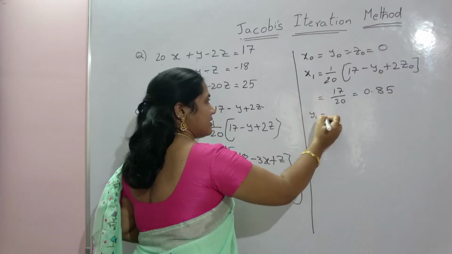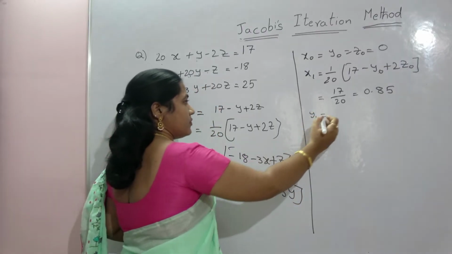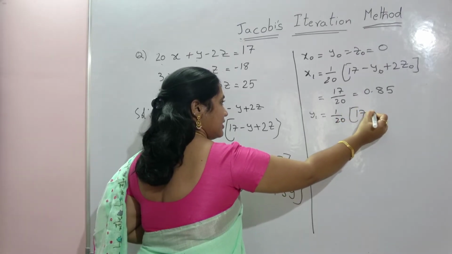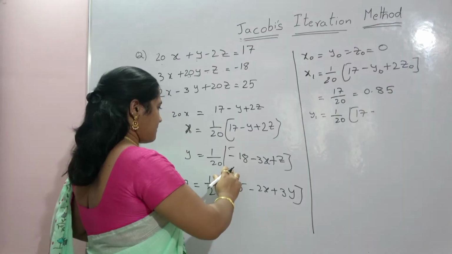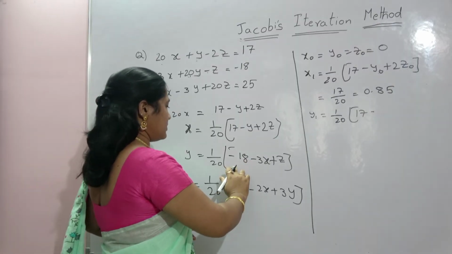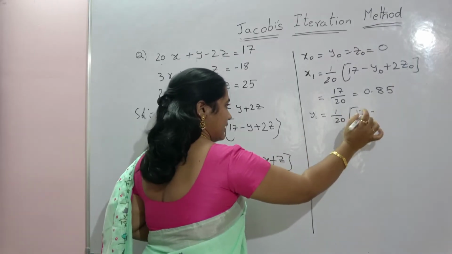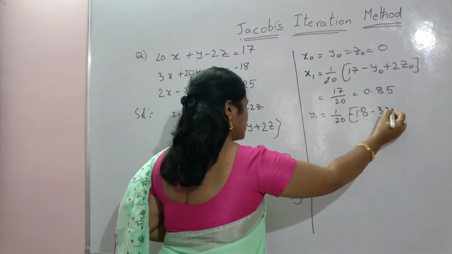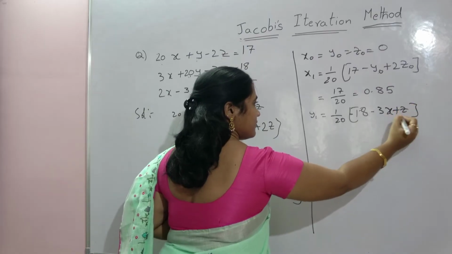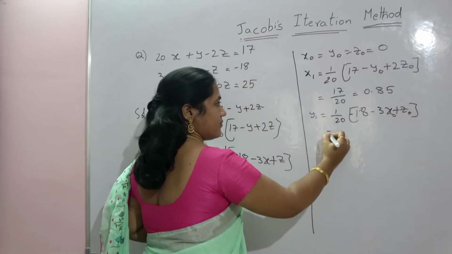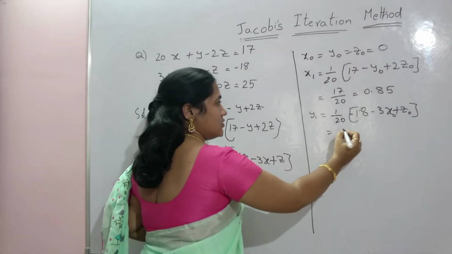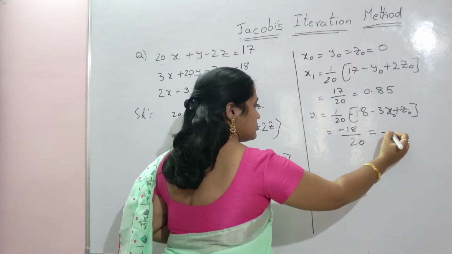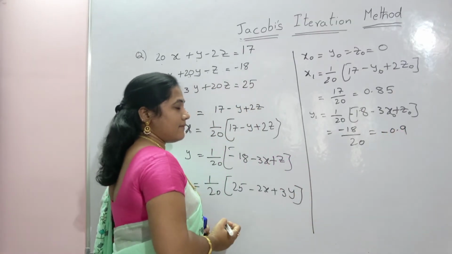And y1. So y1 equals 1 by 20, minus 18 minus 3x plus z. So these are x naught and z naught. So x naught, z naught values are 0. So minus 18 by 20. So that equals minus 0.9.